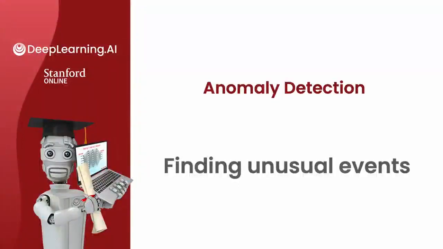Let's look at our second unsupervised learning algorithm. Anomaly detection algorithms look at an unlabeled dataset of normal events and thereby learn to detect or to raise a red flag if there is an unusual or an anomalous event. Let's look at an example.